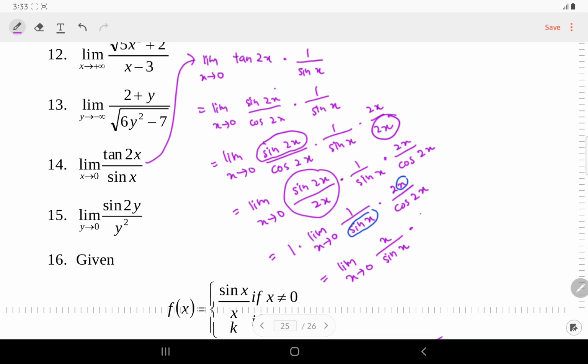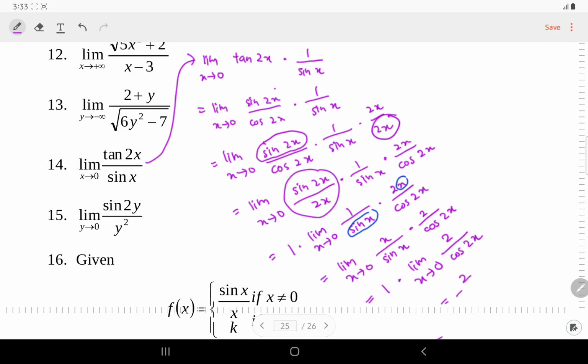So the remaining term is 2 divided by cos 2x. Okay, so this term will become 1. So 1 times limit x tends to 0. Ni limit yang tinggal, function yang tinggal lah, 2 divided by cos 2x. So yang ni satu dah tak adalah, dah selesai lah. So from here we can directly substitute the value of x with 0.